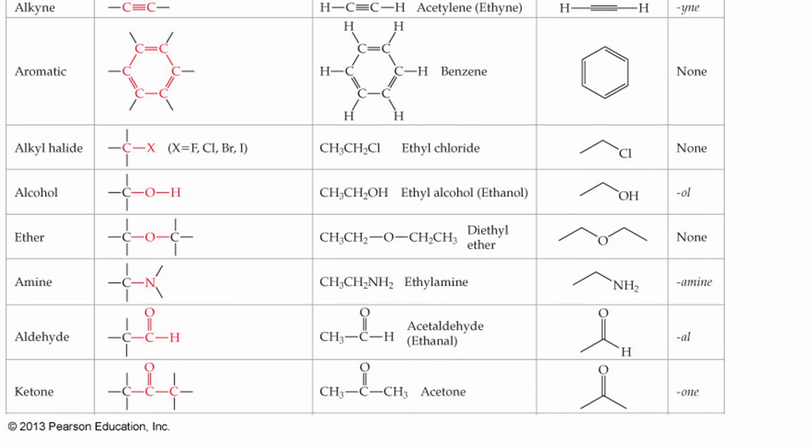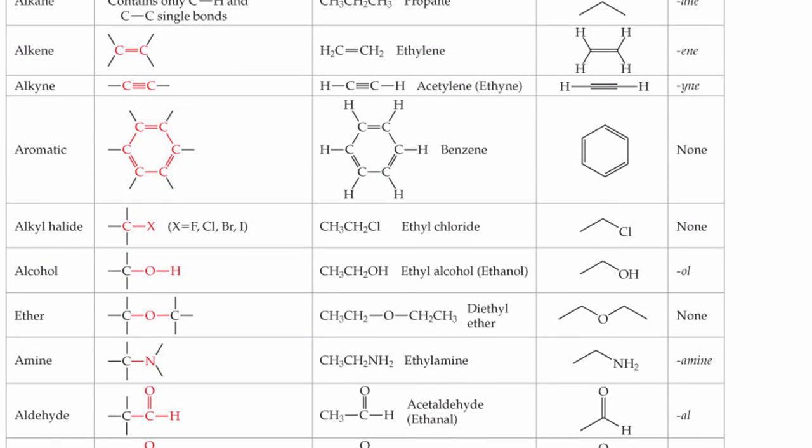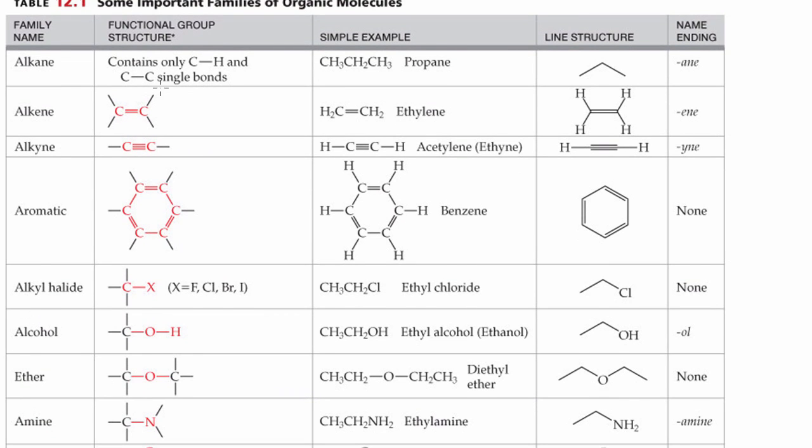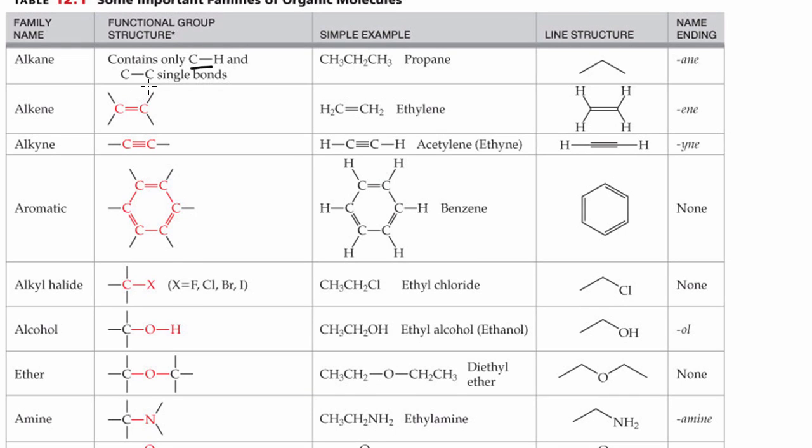So this is a table I got from another book, but there's a table similar to this in your book. The alkanes that we're going to talk about today contain only carbon-hydrogen single bonds and carbon-carbon single bonds. So we'll talk about those in depth in a little bit. Then we have alkenes, and it's a carbon-carbon double bond. The chemistry is going to take place right here in the carbon-carbon double bond. Alkyne, that's a carbon-carbon triple bond.